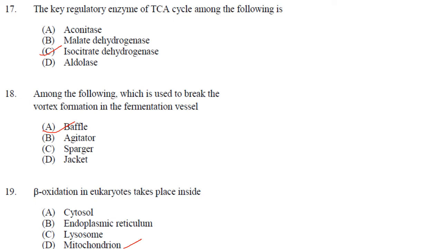The next one. The key regulatory enzyme of TCA cycle among the following. It is isocitrate dehydrogenase. Answer is option C. This enzyme regulates the speed at which the citrate isomer, that is isocitrate, loses a carbon to form a 5-carbon molecule, that is alpha ketoglutarate. So isocitrate is converted to alpha ketoglutarate by losing one carbon atom, and it is carried out by the enzyme isocitrate dehydrogenase. So that is the regulatory enzyme in TCA cycle from these options.